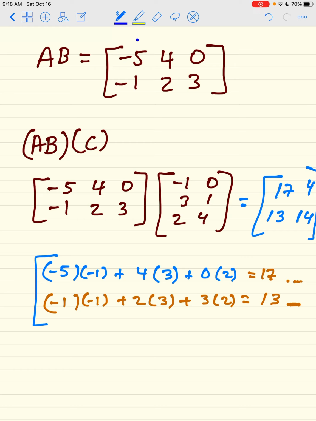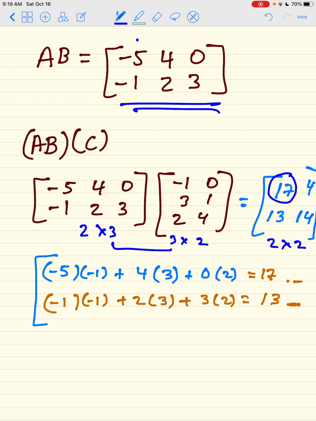AB times C. Now you're going to take this, and first of all, this is 2 rows by 3 columns. This is 3 rows by 2 columns. Therefore, you're going to get a 2 by 2. So with that being said, if you want the first row, first column, you have to take the first row, first column. So this times this, and that should give you 17, and so on. I did the work here. Negative 5 times negative 1, 4 times 3, 0 times 2. That gives you 17. And each one.